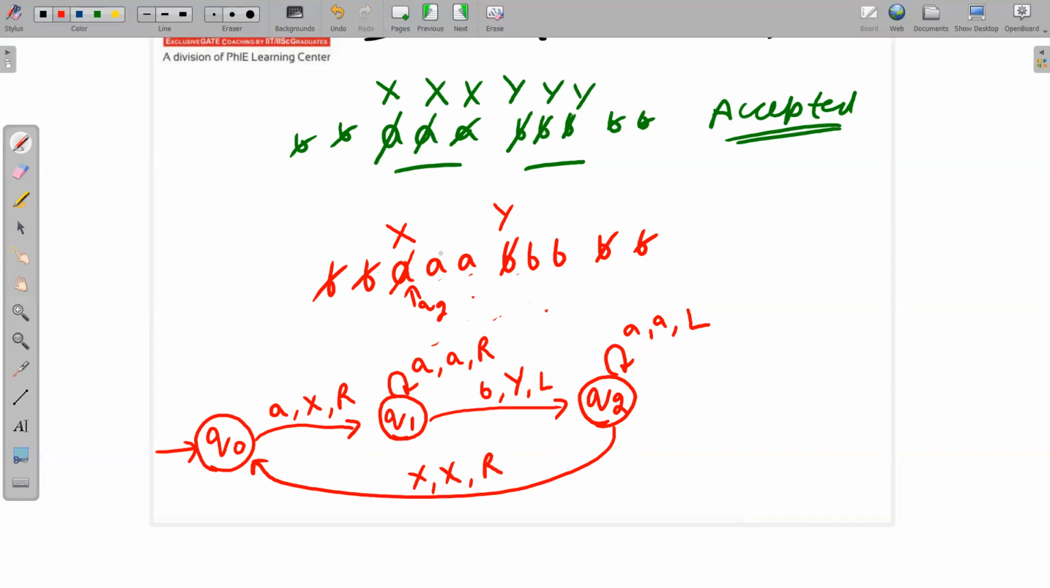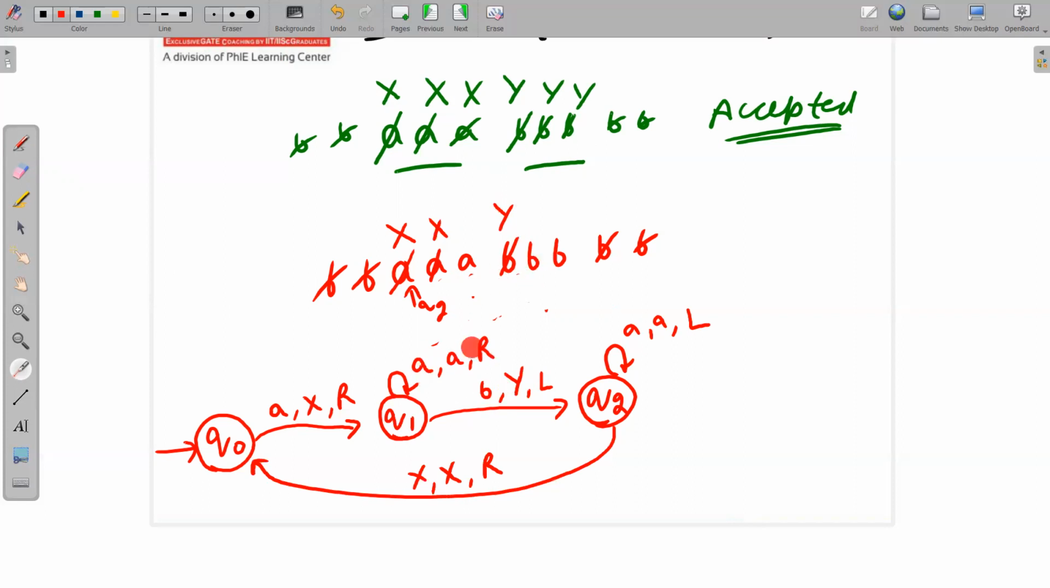So Q0 will read this A, make it as X, and move towards the right. See here carefully, move towards the right. Now the state will be Q1. Q1 will ignore the A and move towards the right. Q1 needs B. So Q1 will read this Y also. Q1 is in the search of B.